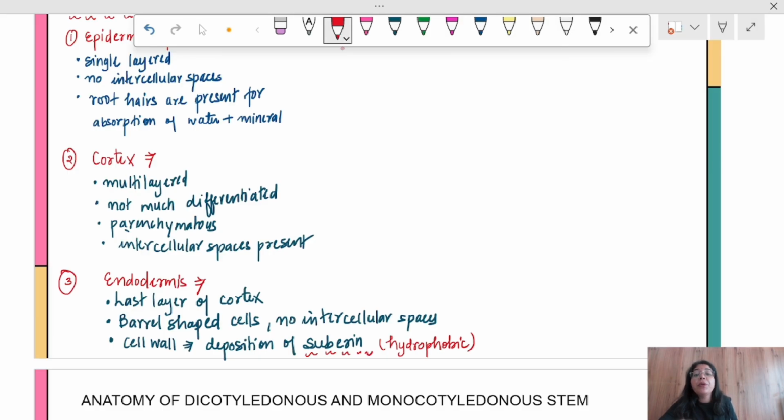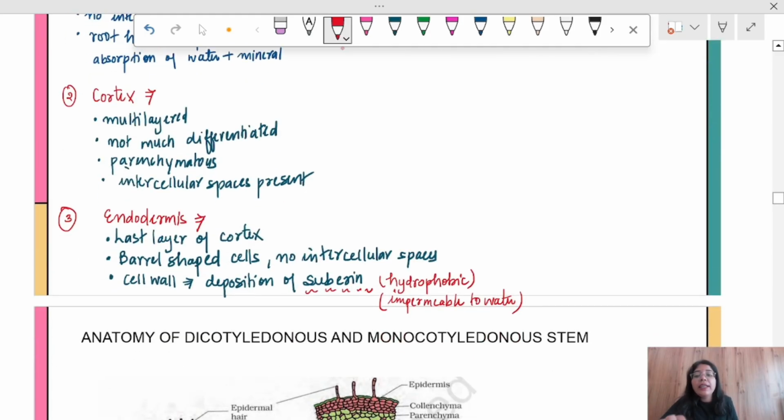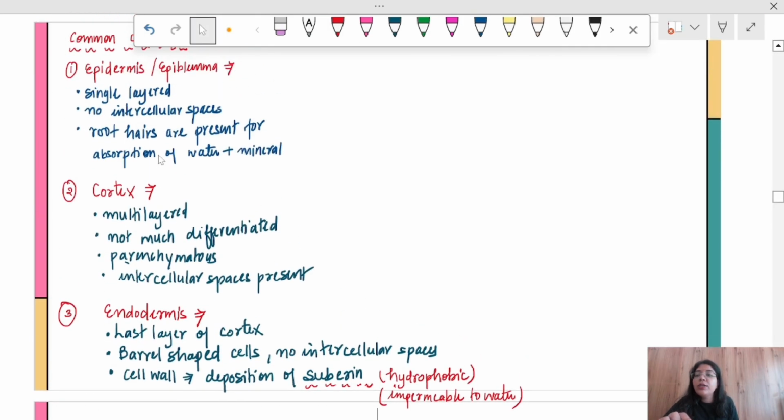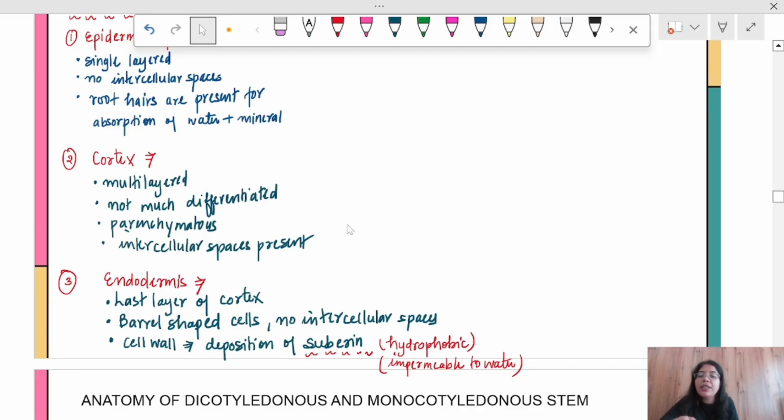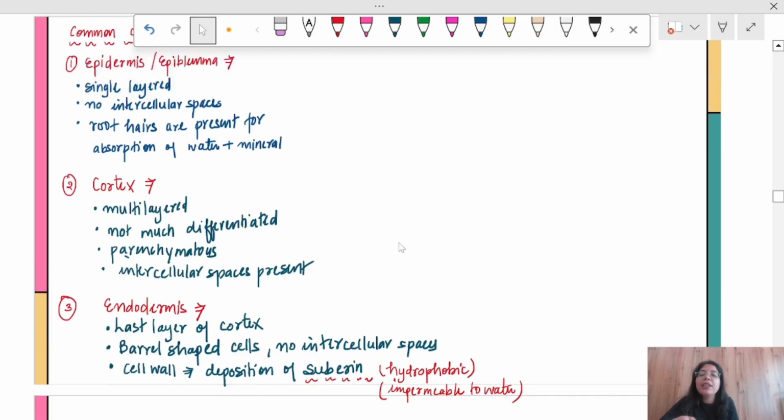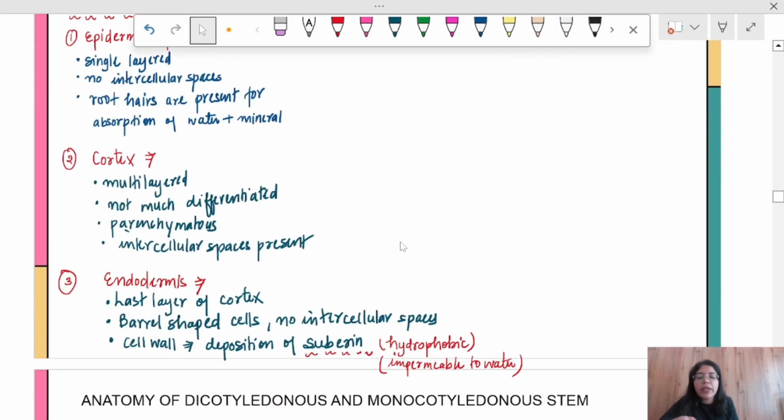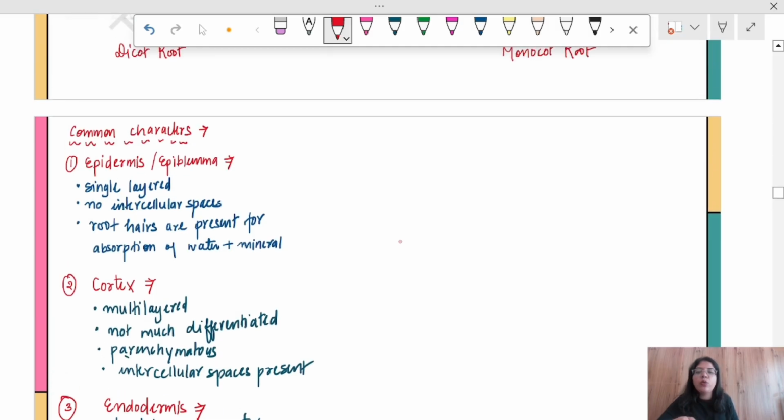Okay, water impermeable material. Impermeable to water. Okay, fine. This thickening is present. This particular thickening which I have written here, it is present in the form of what? It is present in the form of strips. Okay, so I'm writing over here.